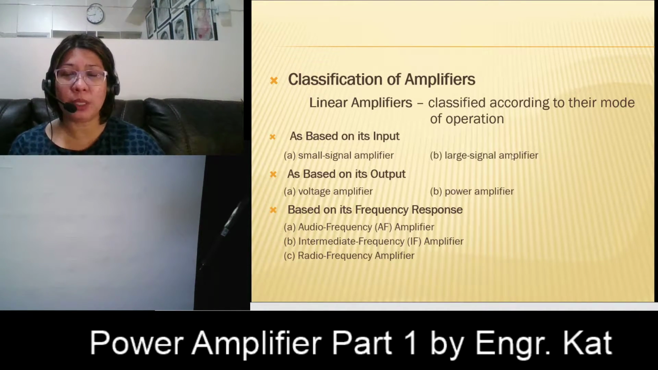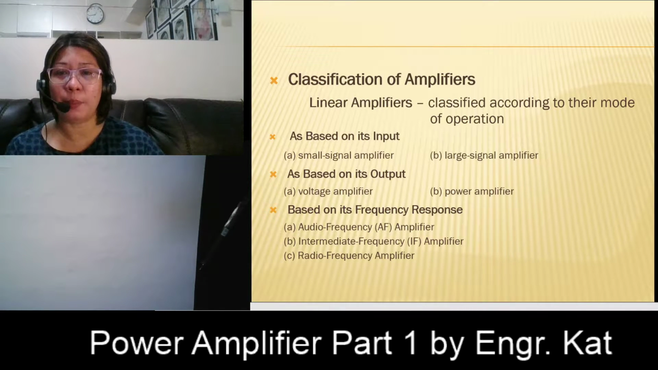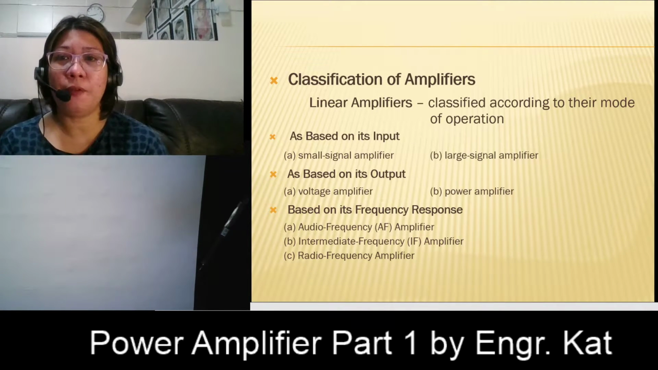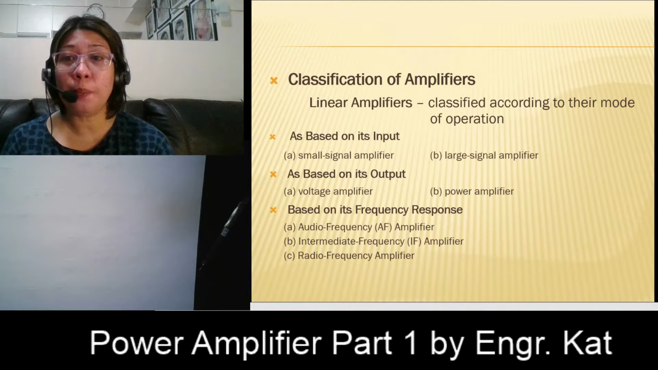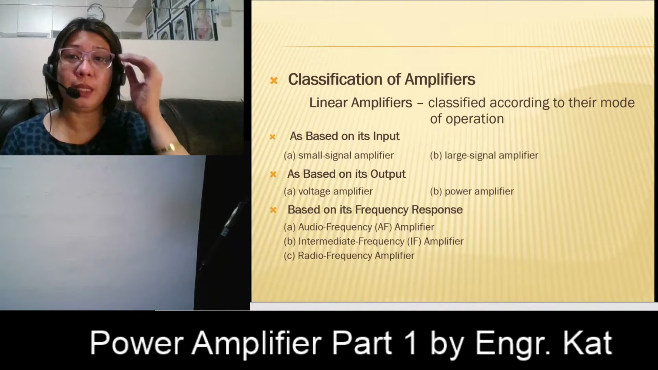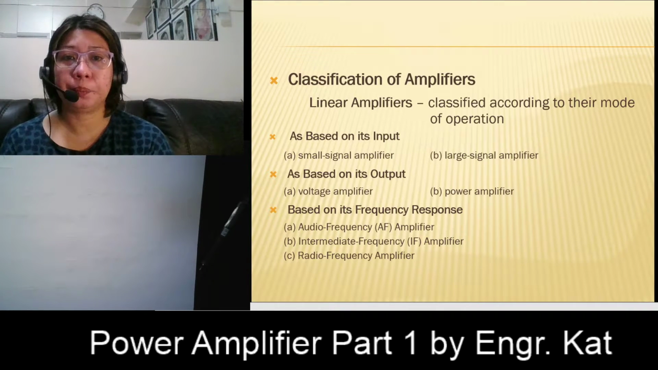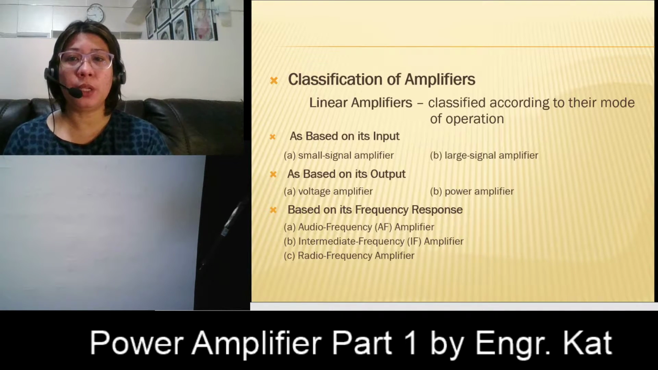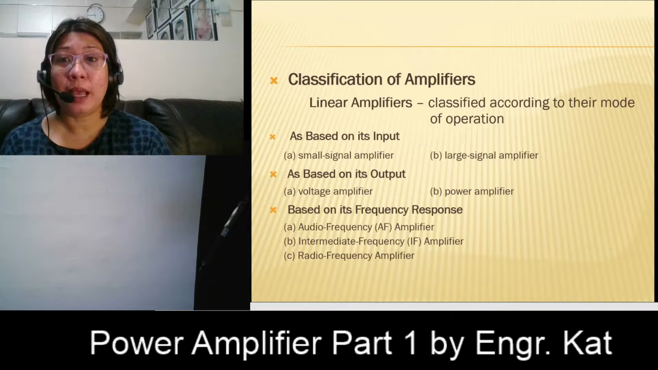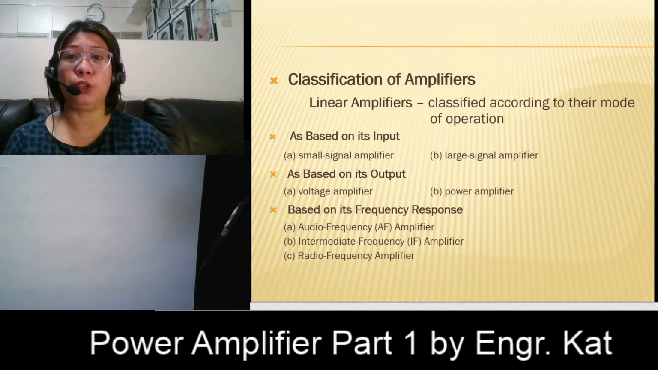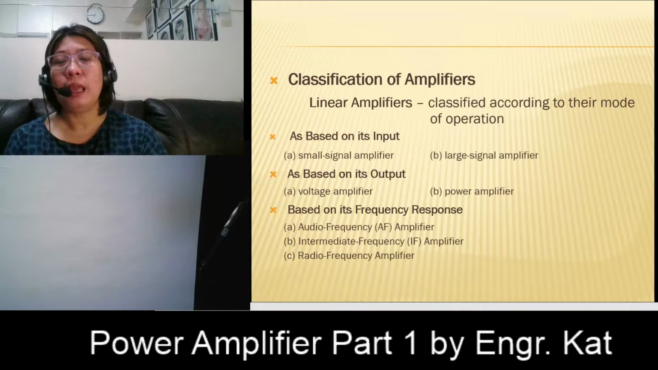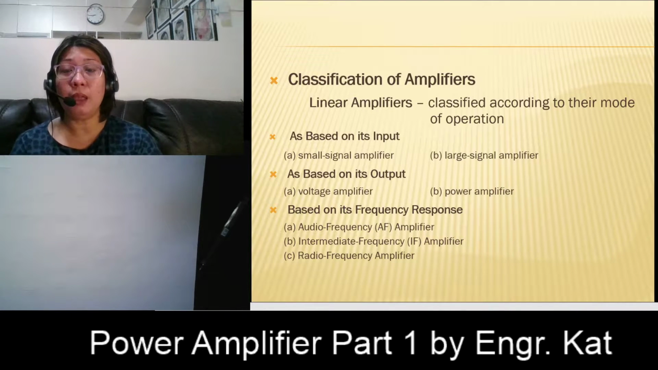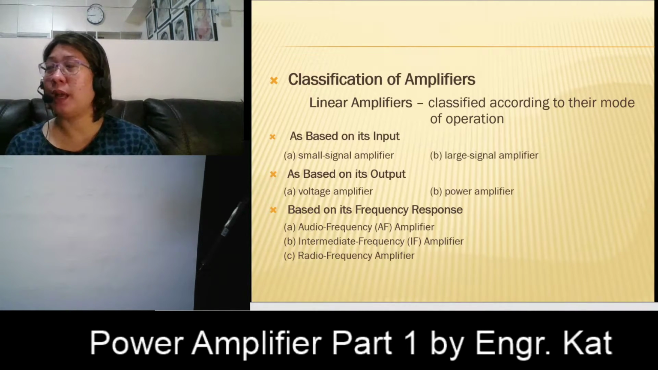So based on its input signal, we have your small signal amplifier and we have your large signal amplifier. So what's the main difference between the two? Those amplifiers that we discussed previously are mostly under the small signal amplifier type. These types of transistor amplifier are limited to almost the center of the active region. Okay, so we place an input signal that is not large, small enough just to be maintained around the center of your active region.